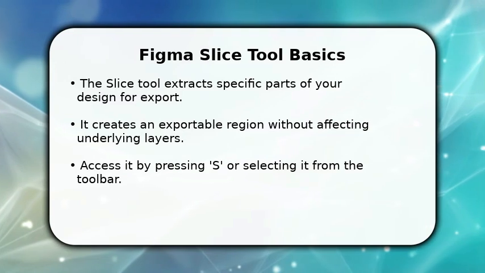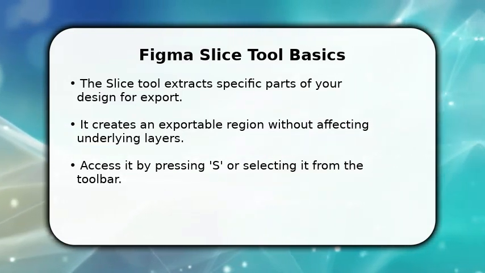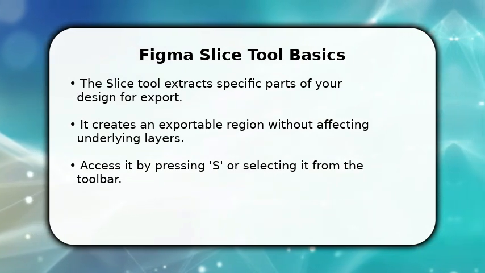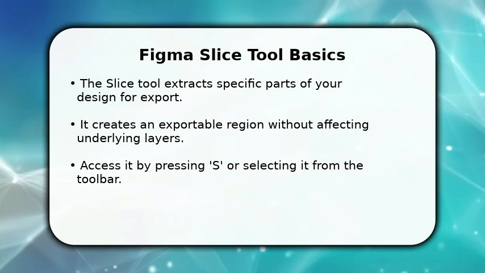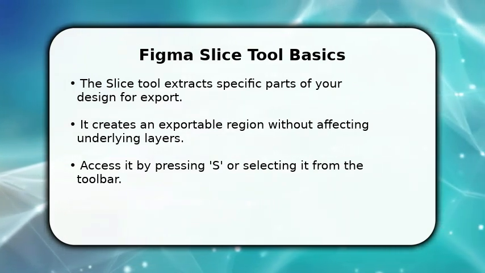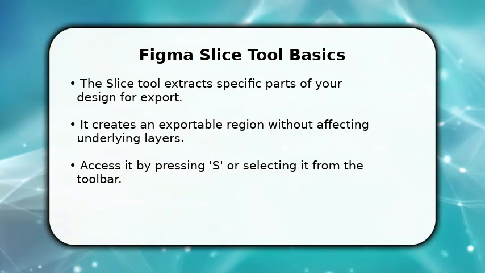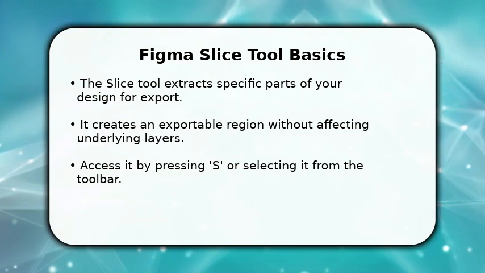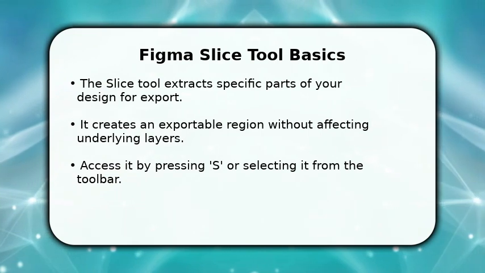In this video, I will explain how to use the Figma Slice tool. First, locate the Slice tool in your toolbar, often found under the Region tools, or simply press the S key on your keyboard. This powerful feature allows you to define specific areas of your design for export, ensuring you only get the assets you need. It's perfect for preparing individual images or sections of a larger layout.